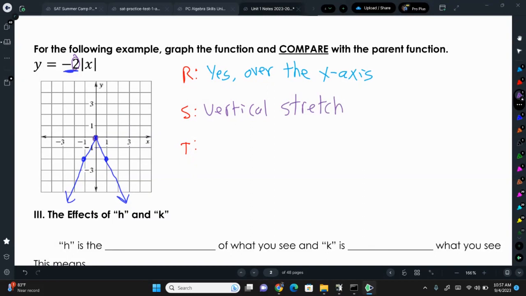Translation, we haven't talked about translations yet, but even if there is no translation or any of these transformations, you're going to write none, because I want to know, do you recognize there's no translation? If you leave it blank, then I'm not sure if you know that there's no translation or if you forgot that you need to look for it. So you always need to write none if there isn't one of these transformations.